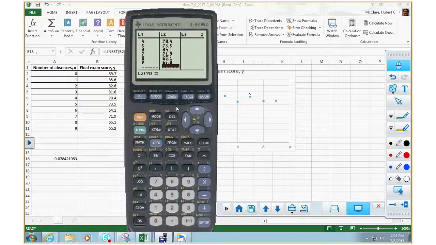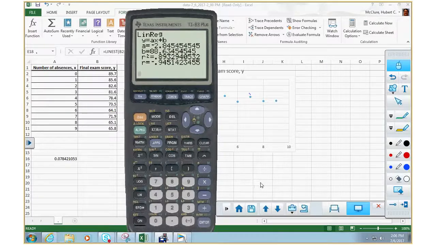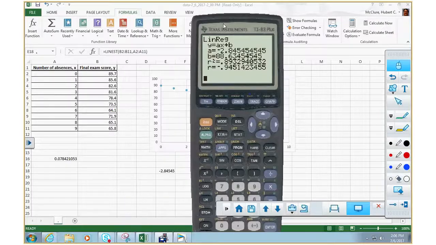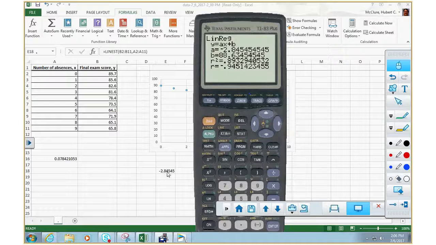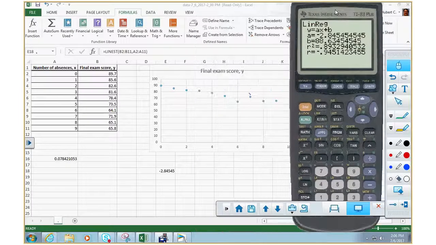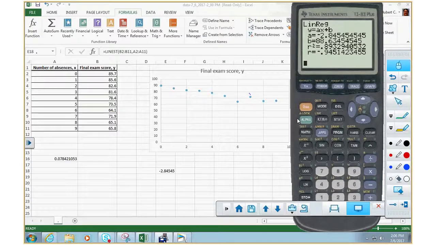Okay, for those that are listening, let's go ahead and go stat and go to calculate, go to linear regression, and second L1, comma, second L2. And write that information down. I haven't never used it, so I don't know. 0.95 is your correlation coefficient, your r. I thought I saw that over here. There's the linear regression that will give you that. I'll have to find out how to find b, which is your 88.63. Okay, so write down that information. You know what the graph looks like.